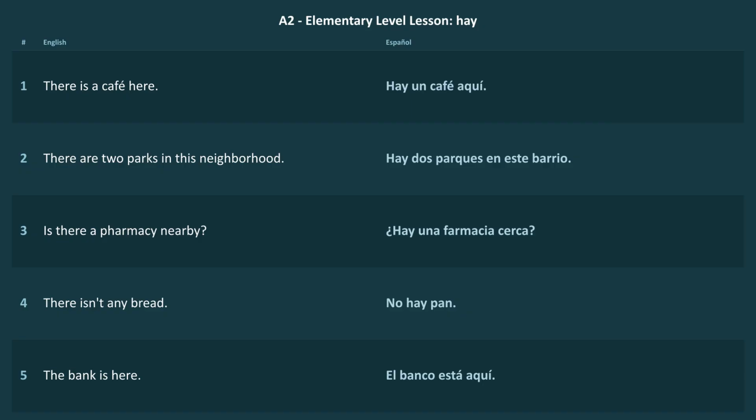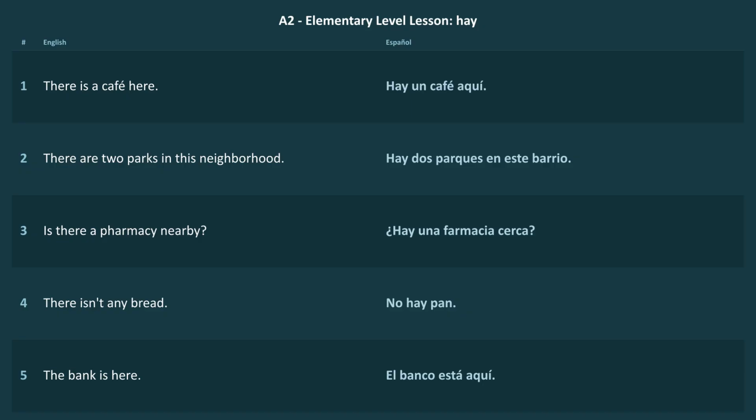Let's build this slowly. Hay un restaurante. There is a restaurant. El restaurante está cerca. The restaurant is nearby. Hay dos hoteles. There are 2 hotels. Los hoteles están en el centro. The hotels are downtown. Hear that difference? Hay for existence. Están for where known things are.